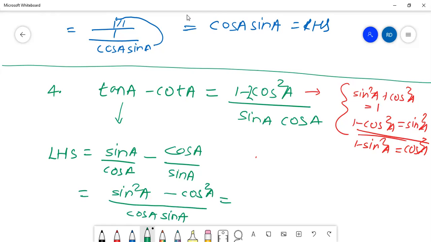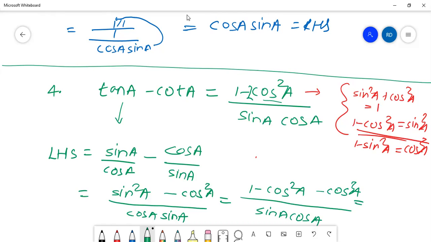Doesn't matter. Now in the numerator you can see that there is no cos square A, so right away convert sin square into cos square A. So sin square is 1 minus cos square A, and minus cos square A will be as it is, upon sin A cos A or cos A sin A. This will become 1 minus 2 cos square A upon sin A cos A. Okay, so this is our RHS.